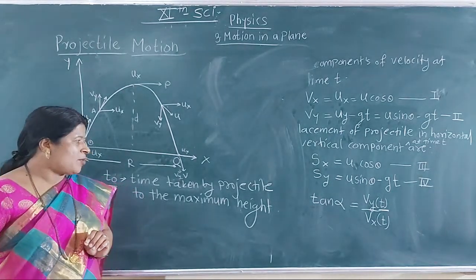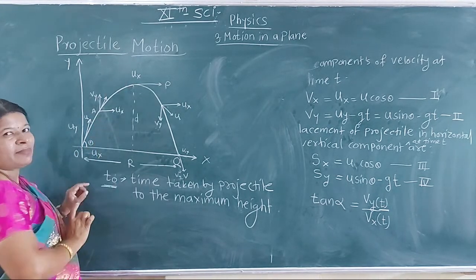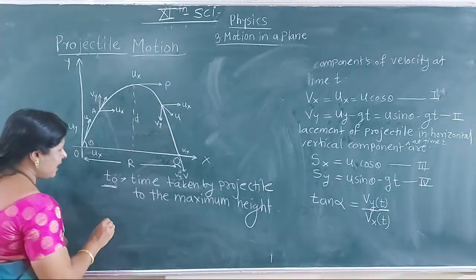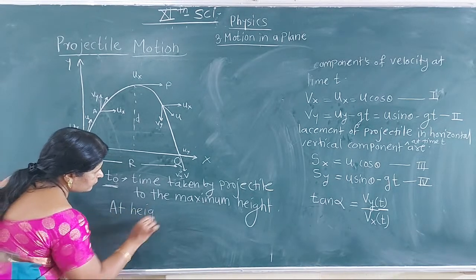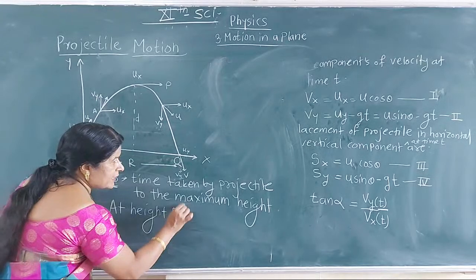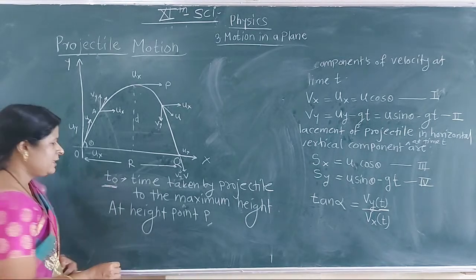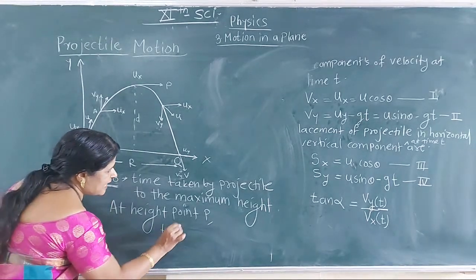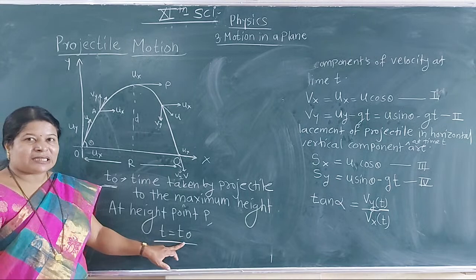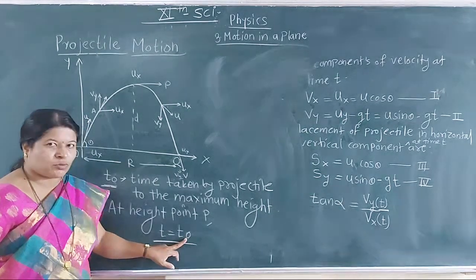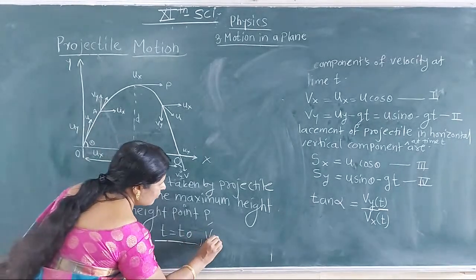So at the highest point P, the projectile is at its maximum height. At the highest point P, t is equal to t0. That means it may be 3 minutes or 3 seconds, it may be anything, therefore we can take it as t0. At that time, t is equal to t0 and vy is equal to 0.